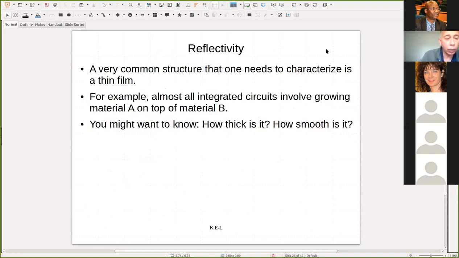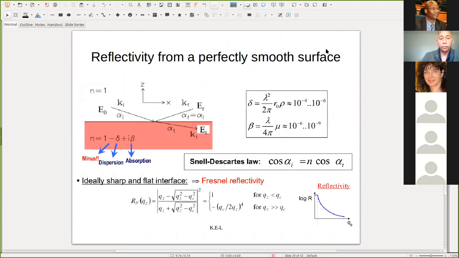And so that kind of brings us to reflectivity. A lot of materials that people bring are thin films on something else, because that's a very common way of growing. You start out with a silicon wafer or something and you grow something on top of it, and you want to know how good it is, how thick it is, how smooth it is.